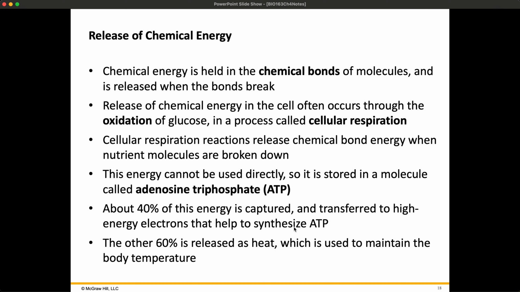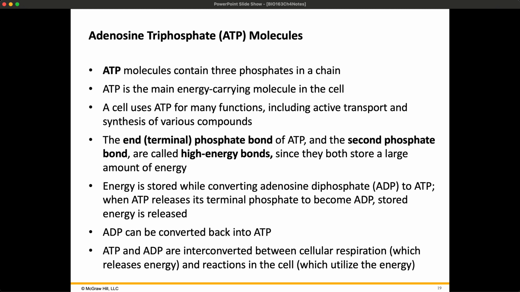When we talk about the energy of a chemical bond, it's really the electrons storing that energy. By synthesizing ATP, we are binding those electrons together and storing it, kind of like you would put energy into a battery before it's released. The other 60% that was not harnessed is released as heat. That travels into your bloodstream and is circulated all throughout your body. So technically, your blood is about 2 to 3 degrees warmer than your body temperature when you take it through your mouth.